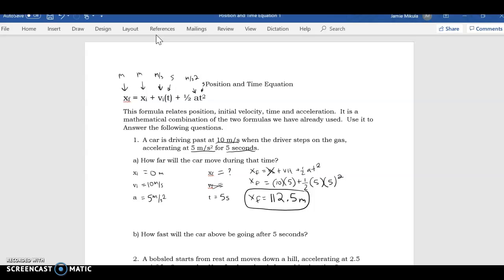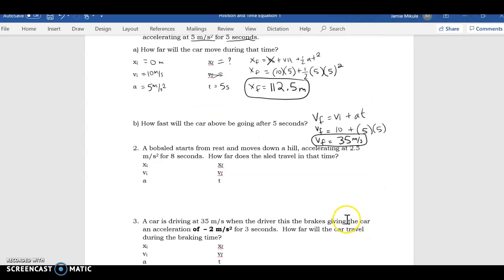Then he wants to know how fast the car will be going after 5 seconds. How fast is going to be vf. So I'm going to use vf equals vi plus at. vf I don't know. vi is 10 plus a is 5, t is 5. vf equals, so I'm going to do 10 plus 5 times 5 to get 35 meters per second. Okay, so there's an example for that one. So even though this is the only formula he posted here, that doesn't mean you can't use your other formulas that we've been learning in class.